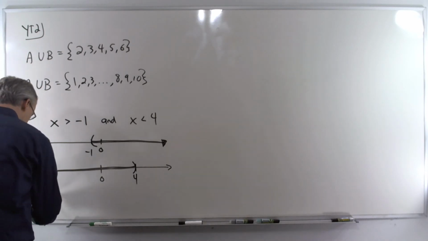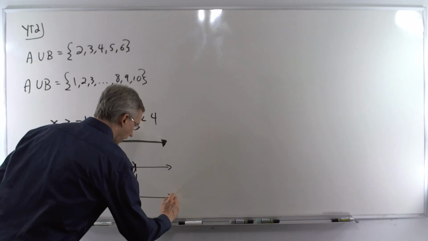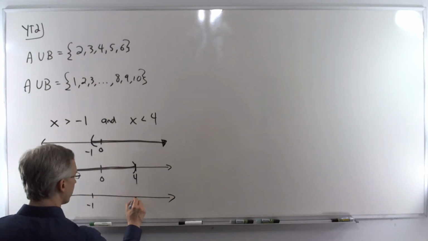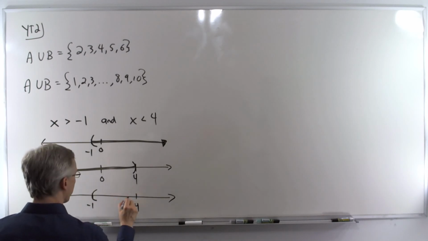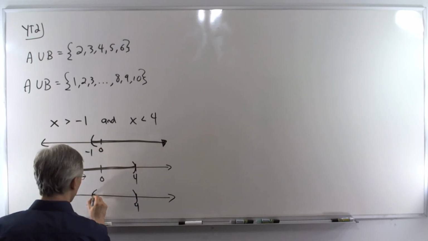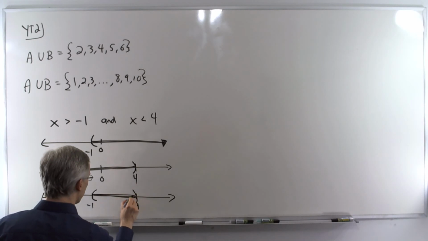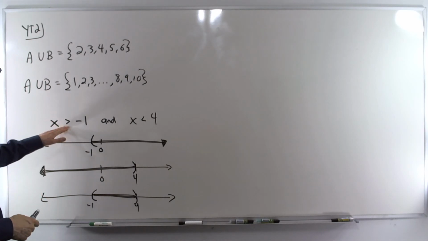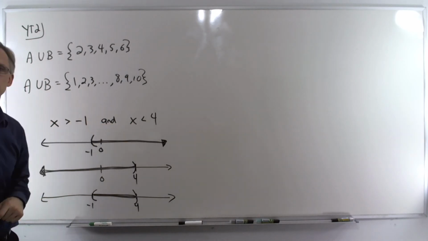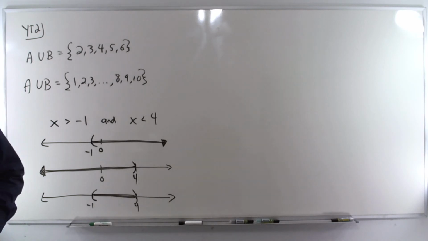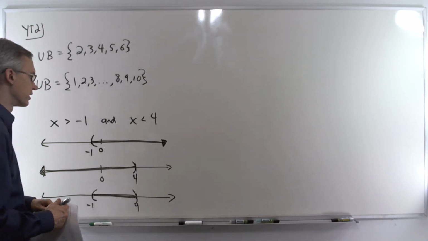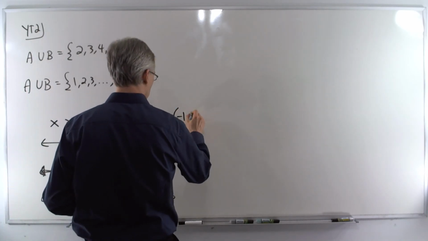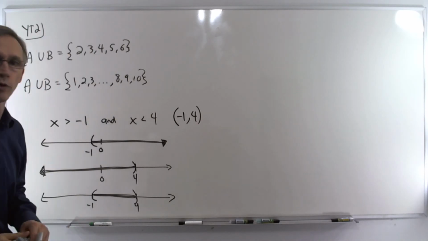So that means the graph will only be the overlap. So I'm going to start here at -1, go out to 4, parentheses, just like we had in the original graphs, and then only shade the overlap. And there's the graph of x greater than -1 and x less than 4. Now writing that in interval notation then: -1 to 4 with parentheses.